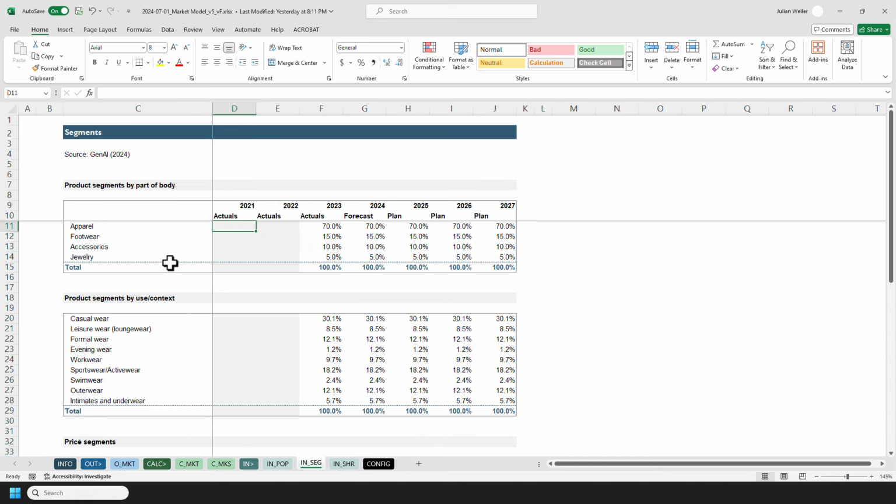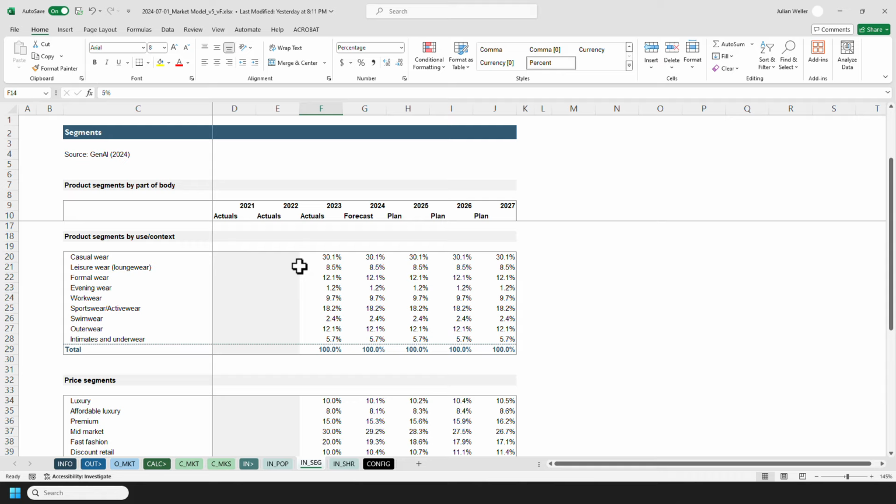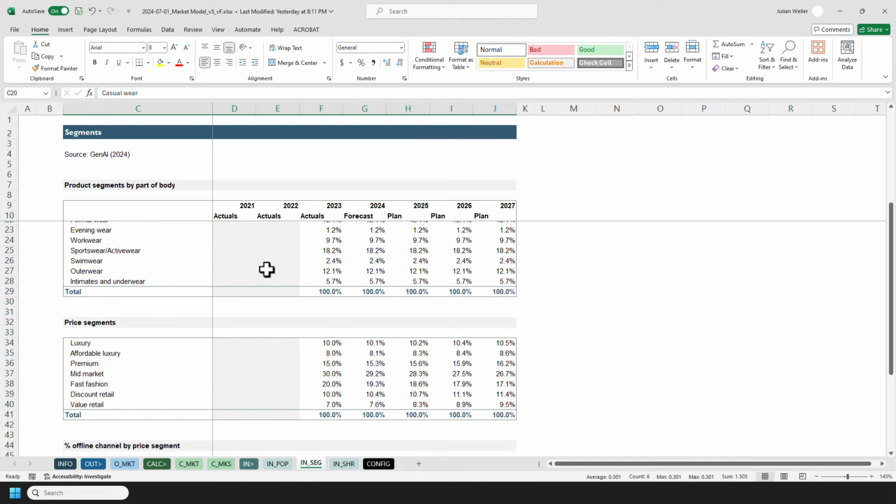So these are the actual segments that I identified using the Gen AI. So product segments by part of body, I don't think that's that interesting because for the most part, it's just apparel. A bit of footwear and accessories and jewelry is not that important. I also don't expect that to change over time. We have the product segments by use or context, which the Gen AI also expected to be constant over time. At the very top, we have casual wear of some 30.1%.